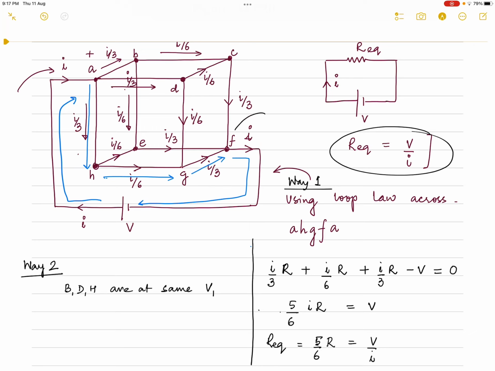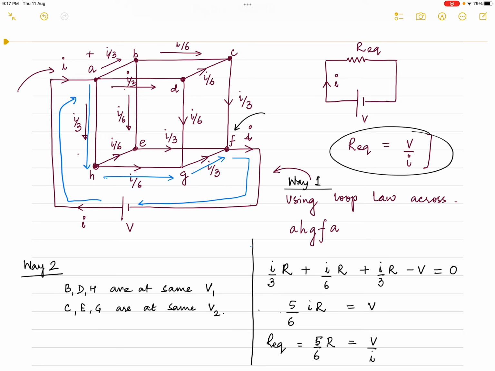So, since point F is at one single potential, do we understand that the points C, E and G should also be at one single potential, because there are equal currents flowing from C, E and G to the point F, so that the potential drop across CF, EF and GF is the same. So, from this we understand that the point C, the point E and the point G are also at the same potential, call it V2, let's say.